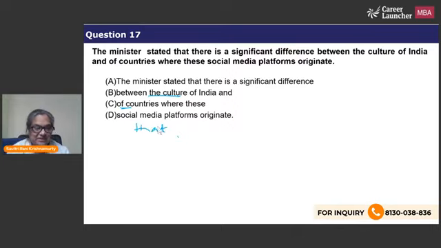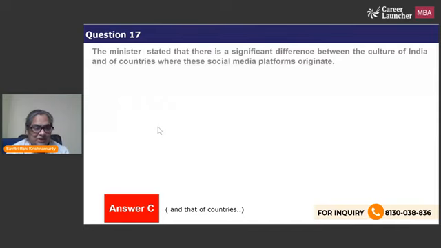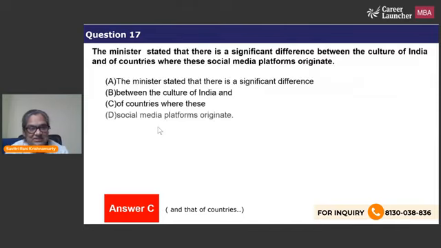The initial sentence I wanted to insert those instead of that. Okay, but then I changed my mind. All right, and that, so you're between, you are comparing the culture of India with the culture of other countries. So either you mention that, that becomes redundant, so you'll say that.